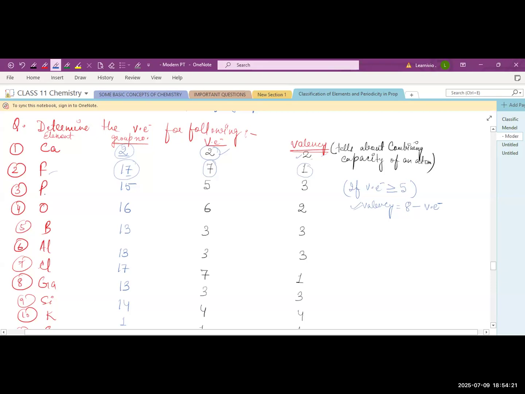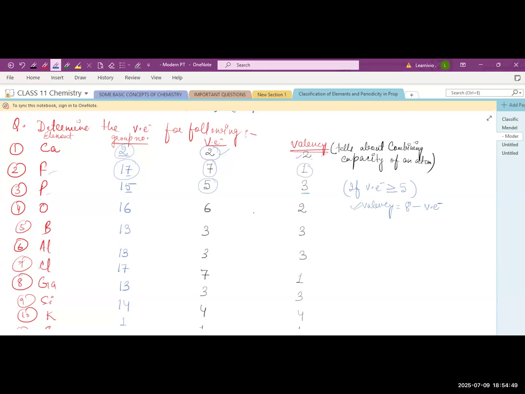Similarly, like phosphorus, it's 15. So valence electron will be the unit digit, so it's 5. And valency will be 8 minus 5, right? Because valence electron is equal to 5. 8 minus 5 will give you 3. Valency will be clear. So that's how we find the valence electron and valency for any element, if you know the group number.